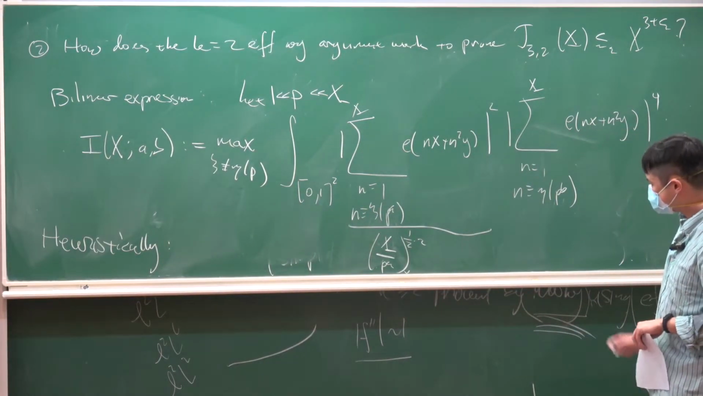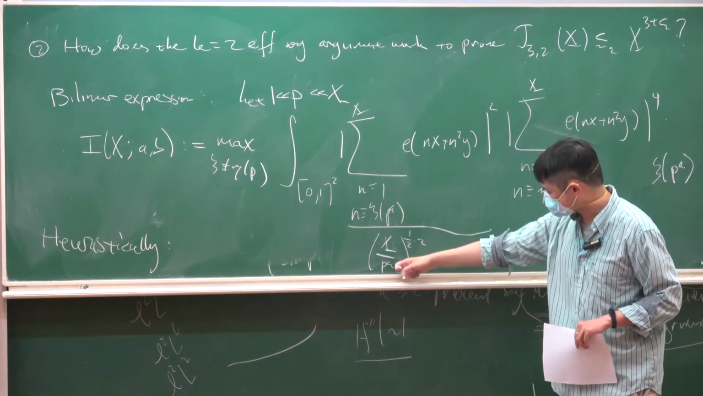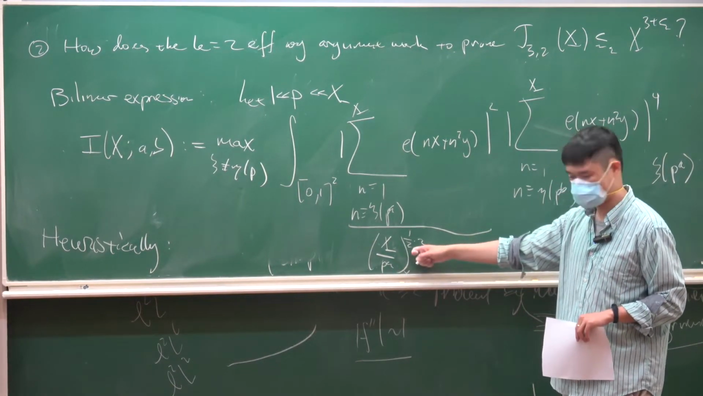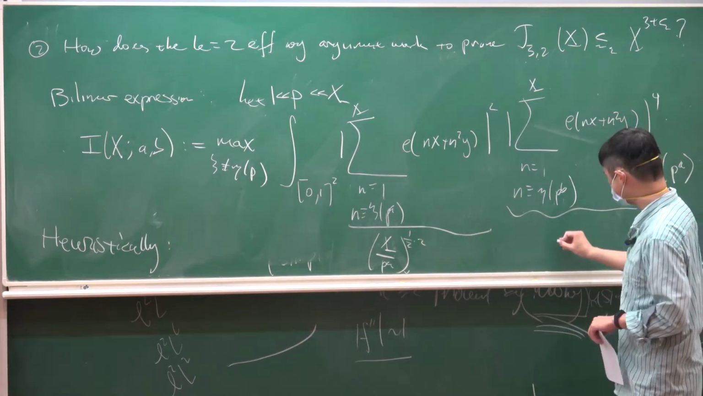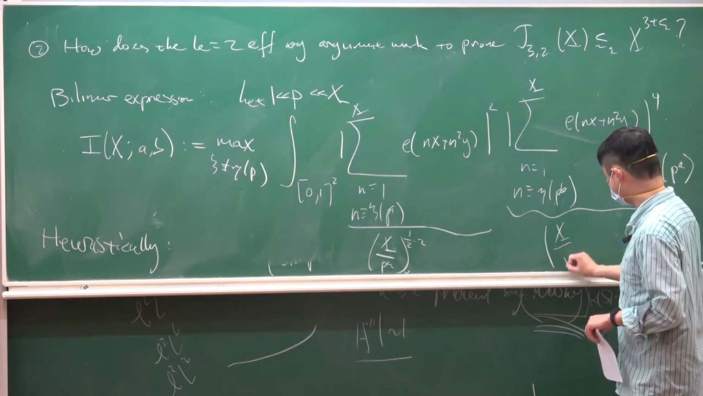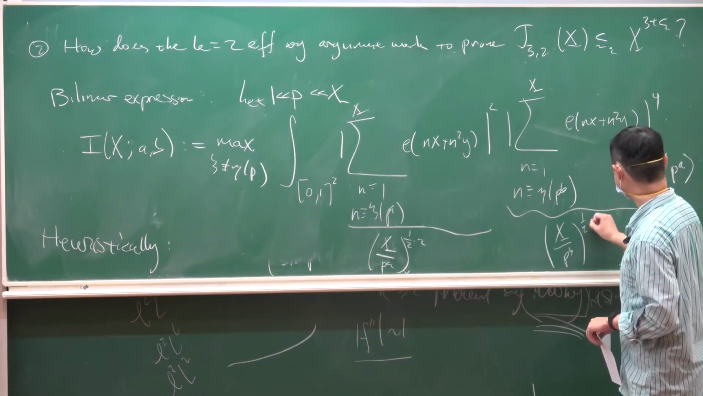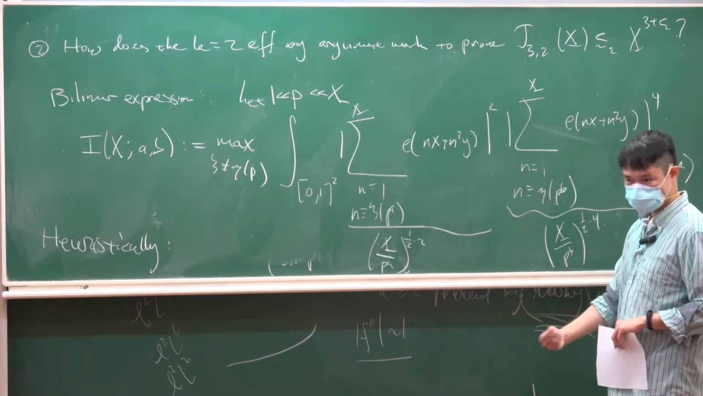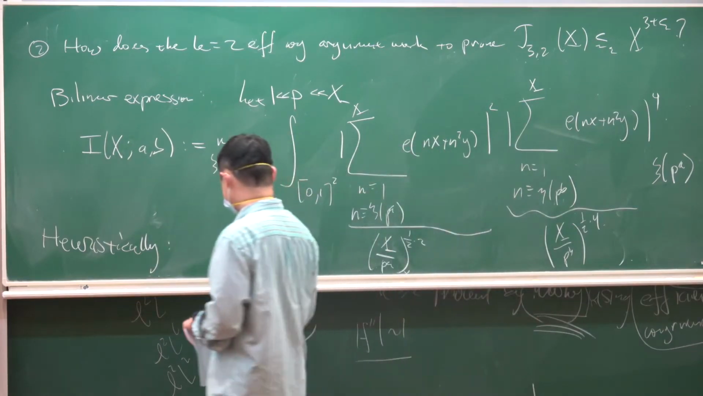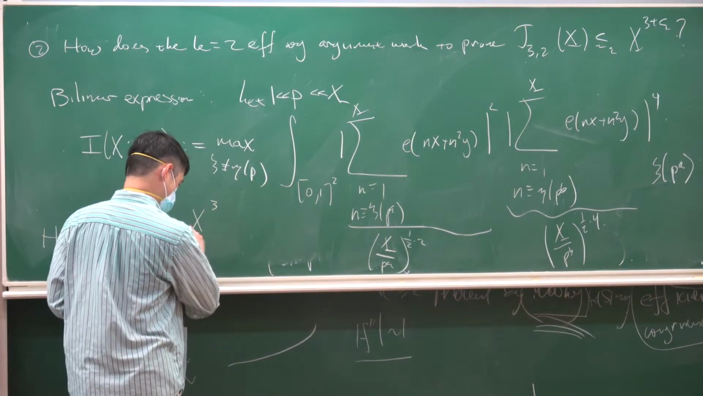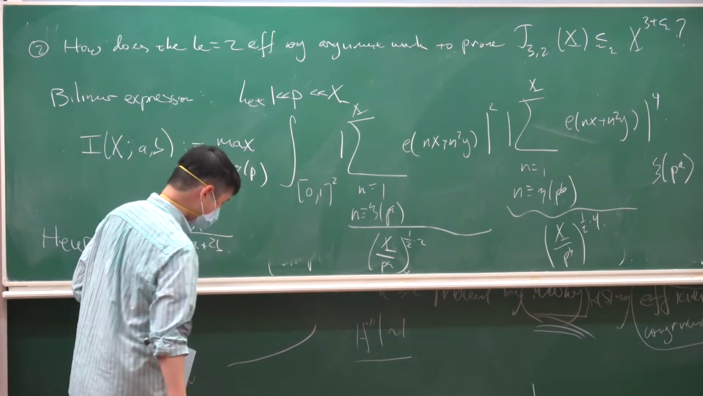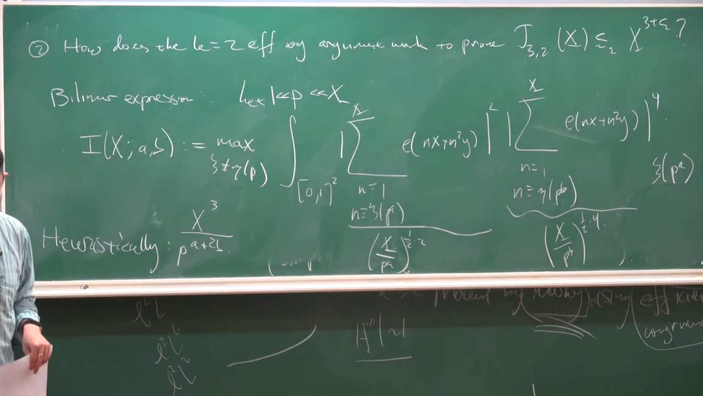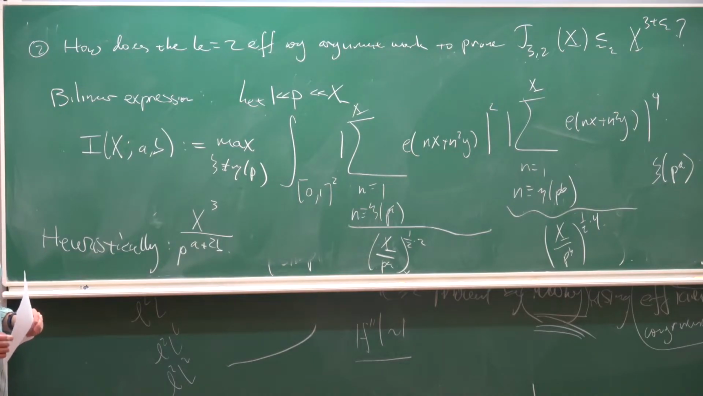And heuristically, we expect this exponential sum to be x over p to the a, which is the number of terms, to the 1/2, but then it gets squared. And heuristically, we expect this exponential sum to be like x over p to the b to the 1/2 times 4. So heuristically, we expect that this term should be x cubed over p to the a plus 2b. Okay, just to have oneself keep in mind how big this object is.